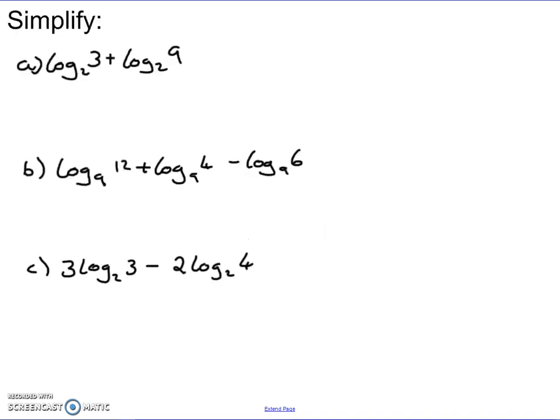Here they are. I want you to simplify the following three expressions. The first one is log to the base 2 of 3 plus log to the base 2 of 9. The second one is log to the base 9 of 12 plus log to the base 9 of 4, take away log to the base 9 of 6. And the third one is 3 log to the base 2 of 3, take away 2 log to the base 2 of 4. So pause the video and have a crack at those. Come back and check your work.